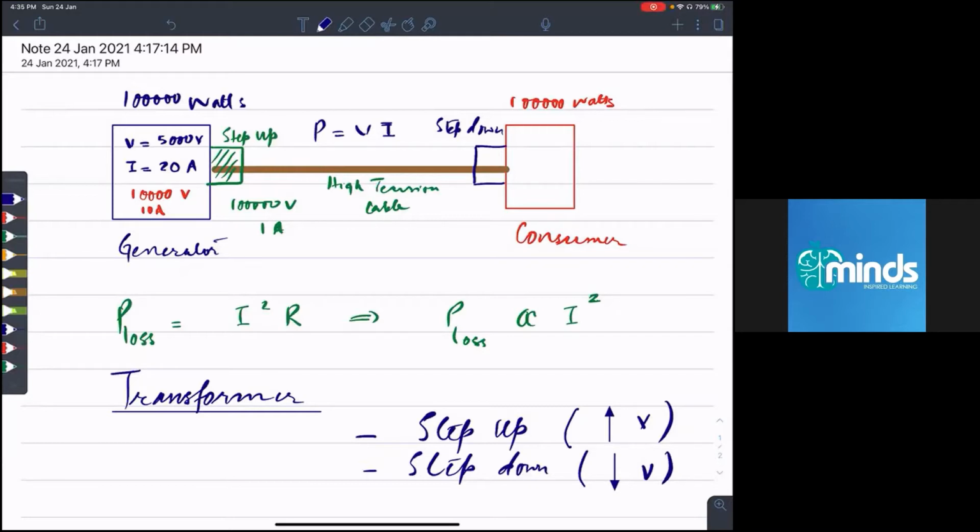See, because the power generator generates just 5,000 volt. And using 5,000 volt, the current should be 20 ampere. And using 20 ampere current will cause so much power loss. We need to increase this voltage to a very high value to reduce the value of current. Getting it? So that we can decrease the power loss. Yeah, so that we can decrease the power loss. Right? Okay.